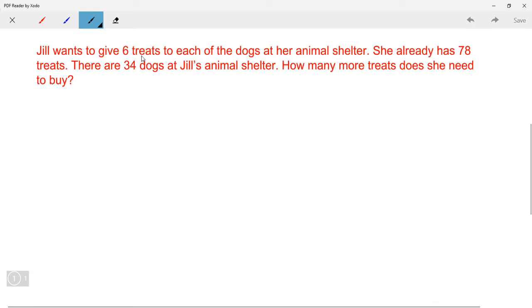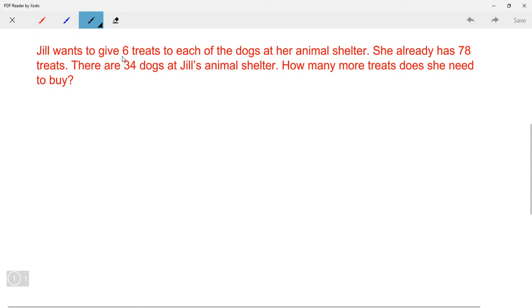So Jill wants to give 6 treats to each of the dogs at her animal shelter. She already has 78 treats. There are 34 dogs at Jill's animal shelter. How many more treats does she need to buy? So, let's first unpack this word problem.